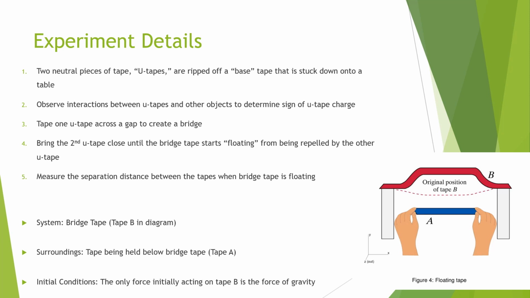The system in this experiment will be the bridge tape, tape B in the diagram. The surroundings will be the tape being held by the bridge below the bridge tape, tape A. And the initial conditions are that the only force initially acting on tape B is the force of gravity.